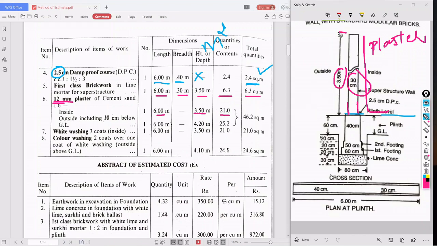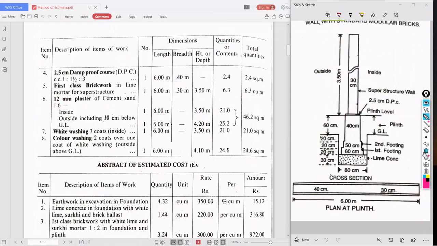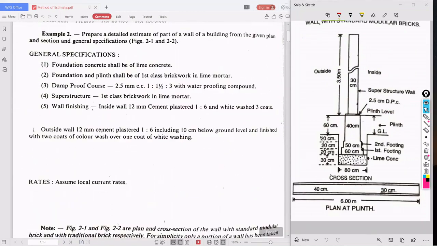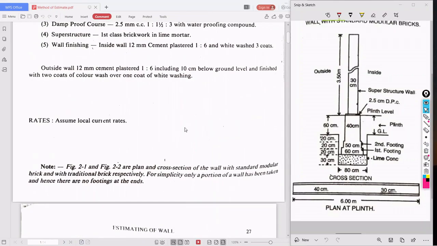Next, for the inside wall it's over. For the outside wall, they have given in the specification that we should take it including 10 centimeter below the ground level. I will show you here in the specification. See here, outside wall 12 cement plaster 1:6 including 10 centimeter below the ground level. This point they have mentioned. So every point is important in your estimation chapter.